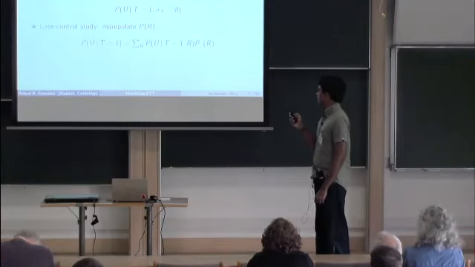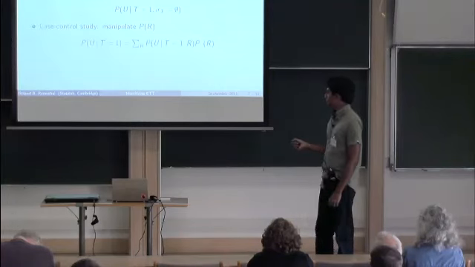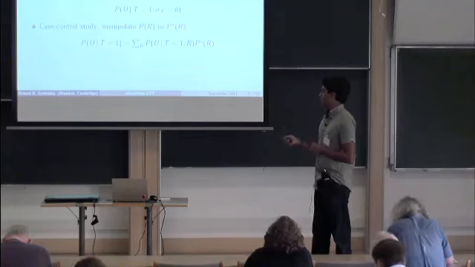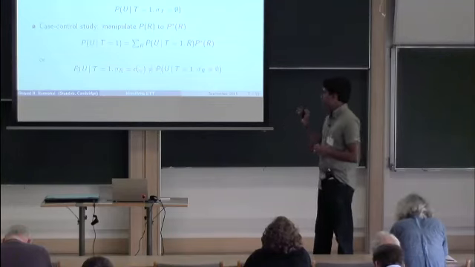In a case control study, the distribution of u in the treated group, the distribution of u given t equal to 1, is given by this formula here: the conditional probability of u given t equal to 1 and r, where r is the response or outcome, times the marginal distribution of r. Assuming this conditional probability remains the same in the case control study and your observational study, you still manipulate the distribution of r. You manipulate this marginal distribution of r to some p star, and unless this p star is the same as the natural distribution of the outcome, you're not going to get the characteristics of the naturally treated in the treated group.